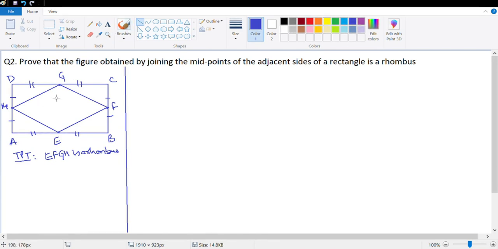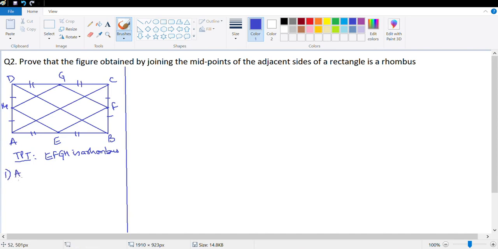So to make some triangles, I think we can join AC and we can join BD. So if I join AC and BD, I will get to see some triangles. Do I see triangle ADC where these two are midpoints? Perfect. And I see triangle ABC where these two are midpoints, and then triangle BCD where G and F are midpoints, and I see triangle ABD where H and E are midpoints. Perfect.